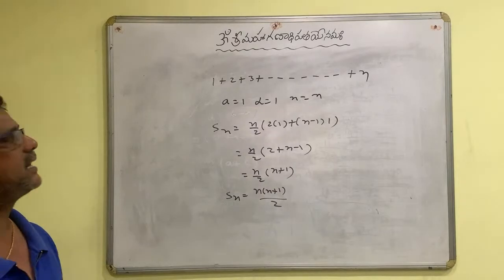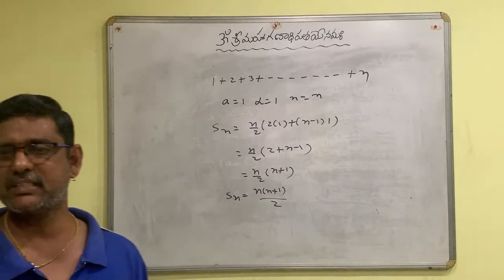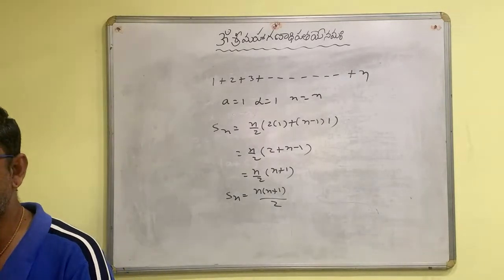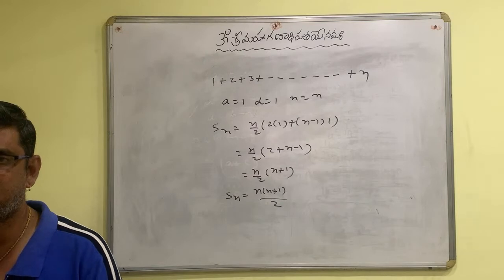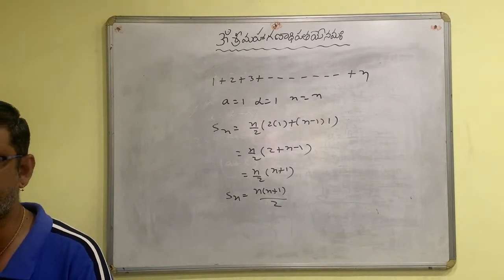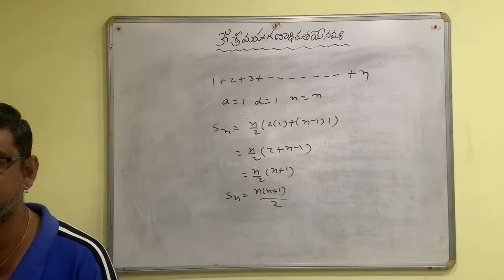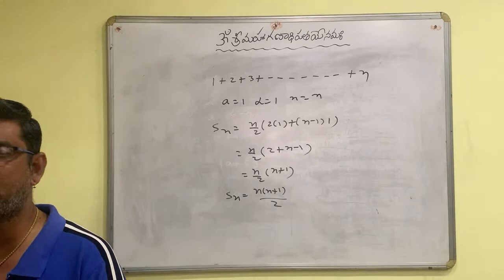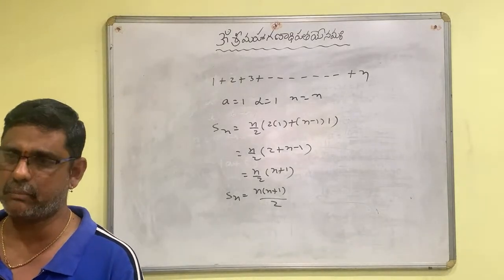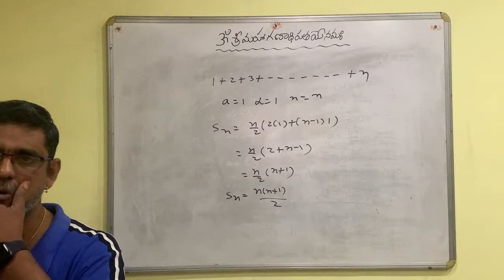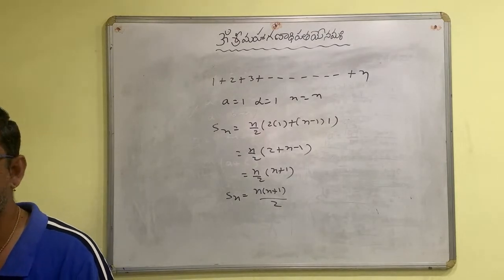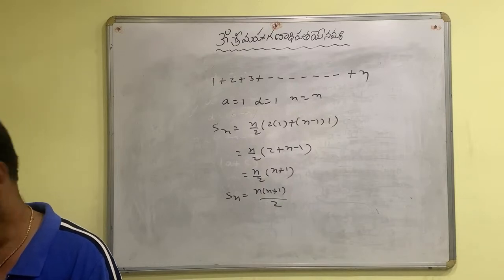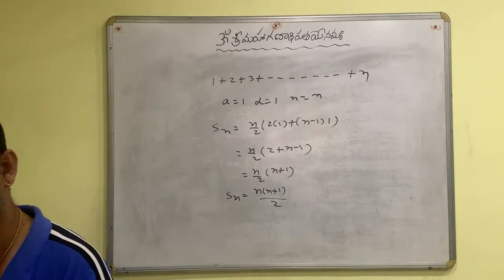Now, can anyone tell me what is the average of the sum of first n natural numbers? What is the average, or mean, of first n natural numbers? Can anyone say? Mean of first n natural numbers.